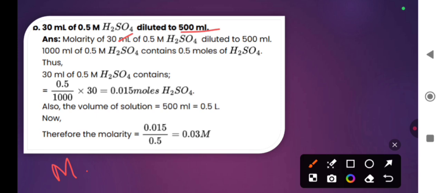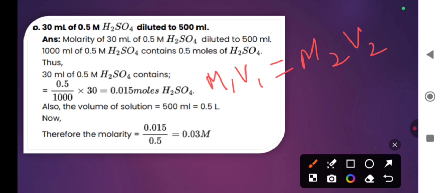suppose you have already made a solution of 0.5 molarity, but how much volume have you taken? 30 ml. But if you dilute it by adding some water, then you will get a different molarity. That molarity you have to solve. So how much has it diluted, up to which volume? It is up to 500 ml. For this there is a very easy method. You can use this formula, M1V1 = M2V2.